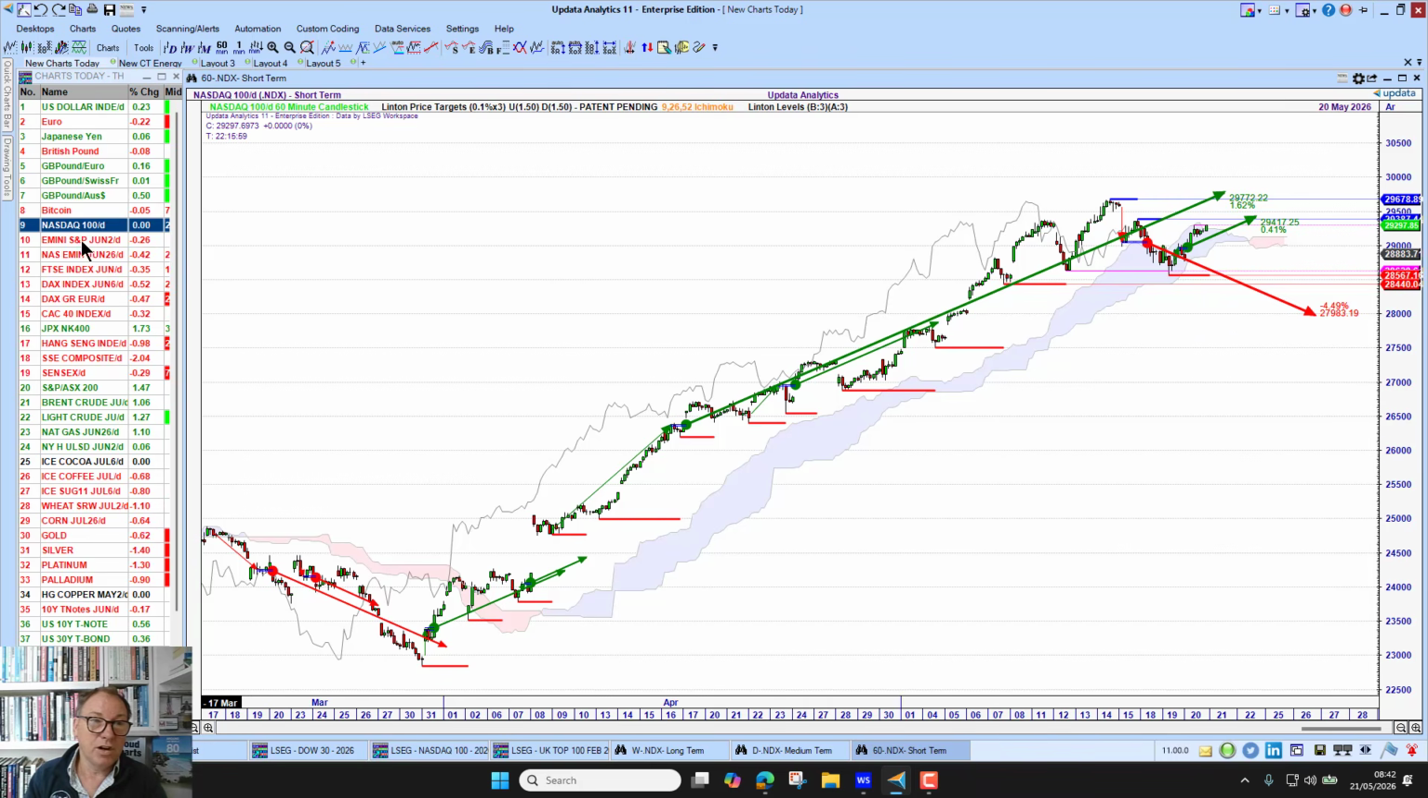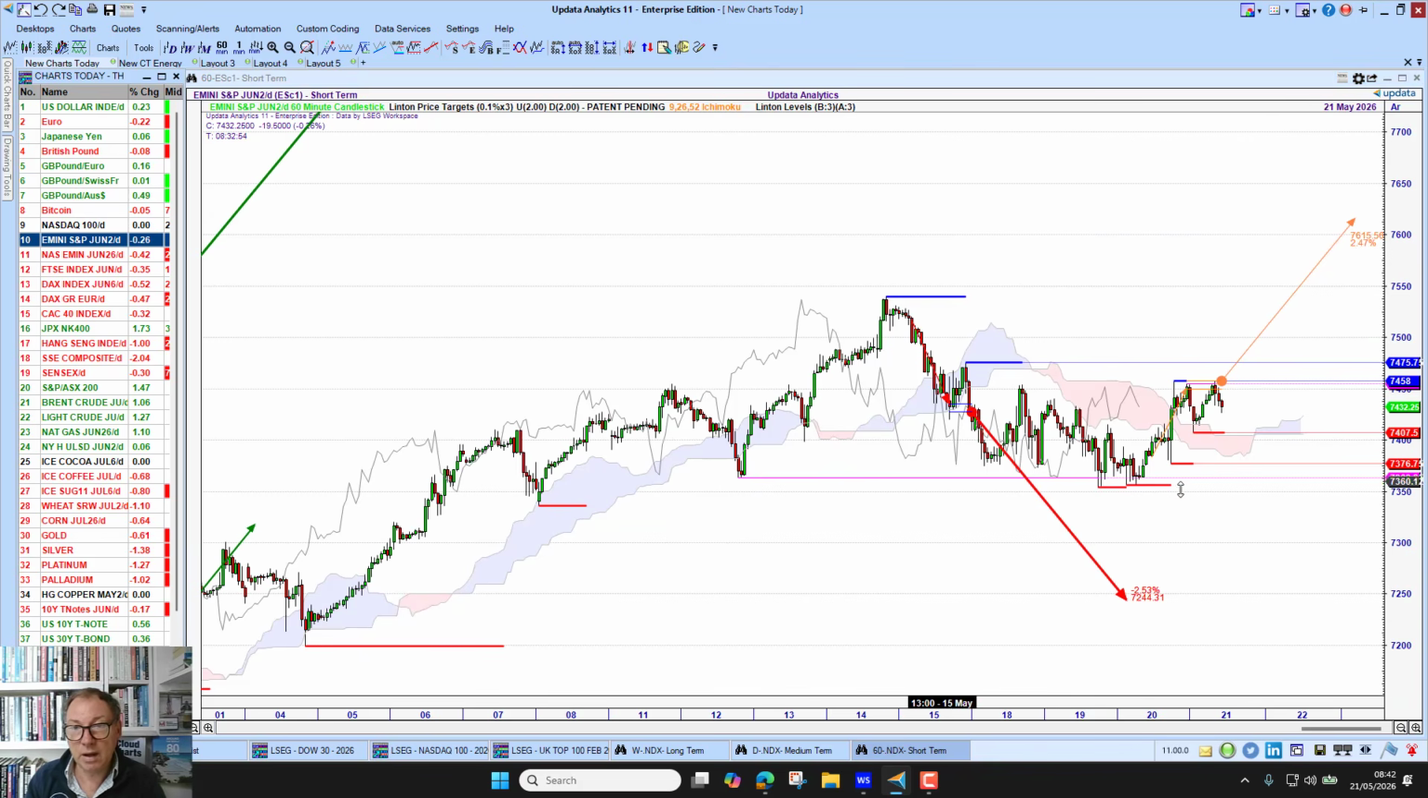If we look at the futures today, interestingly, we're lower. A little bit of a double top brewing there on the 60-minute chart for the S&P future.